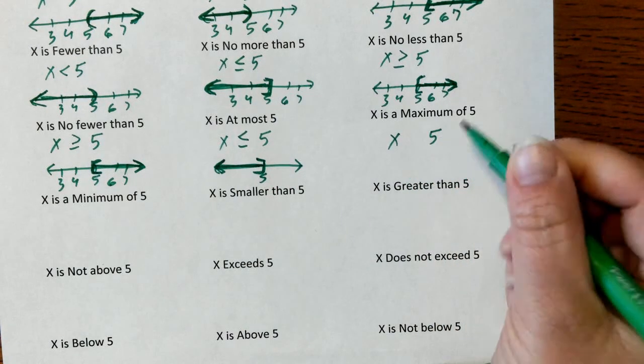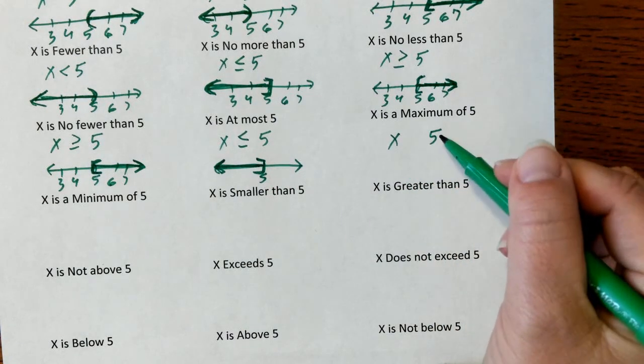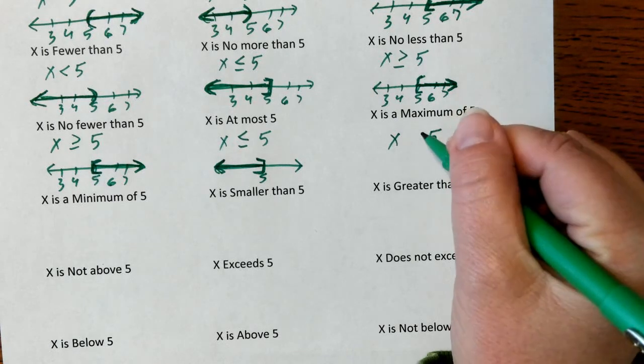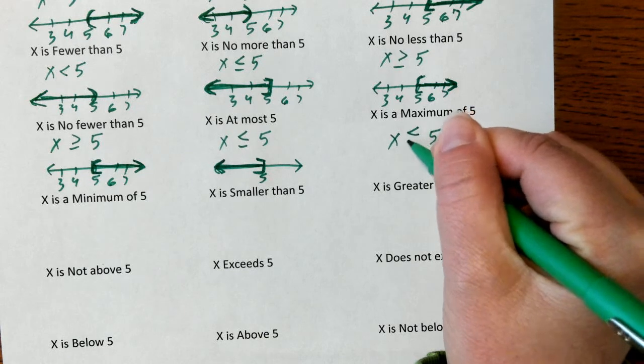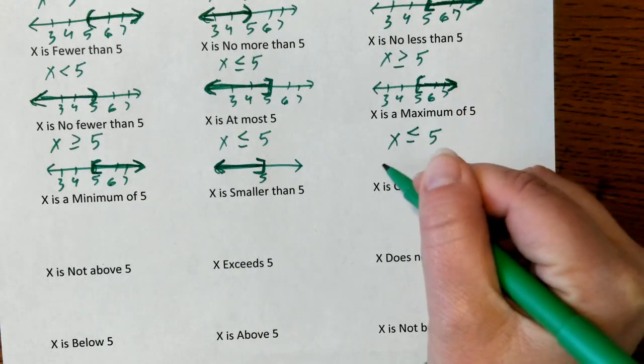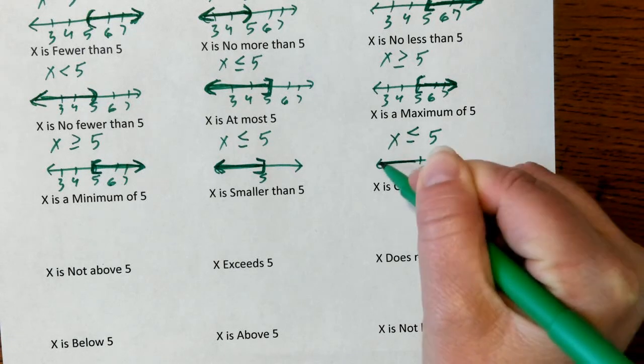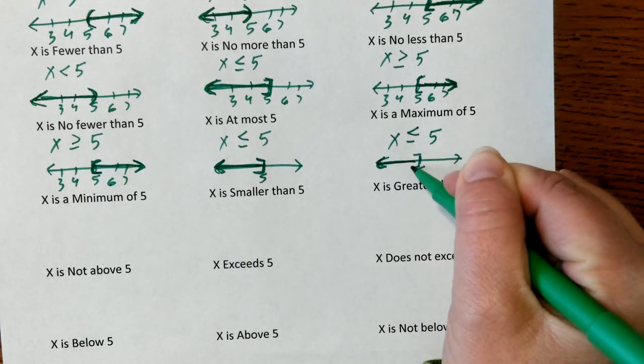X is a maximum of 5. Okay, well, if 5 is the maximum, then that means 5 is the most it could be. 5 is the highest it could be. So x is going to be less than or equal to 5. So we're going to shade to the left of 5 and have a squared off bracket.